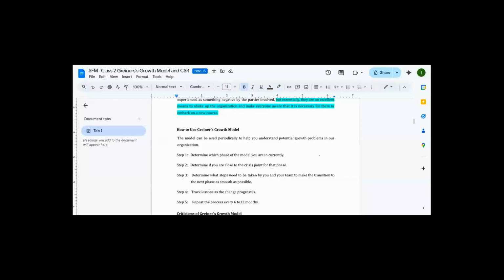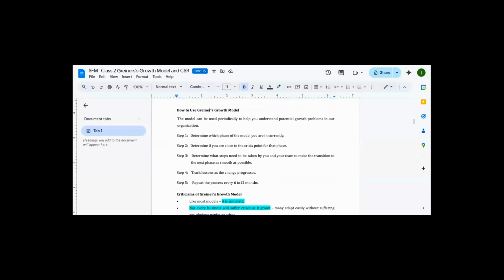How can we use the greenhouse growth model? The greenhouse growth model can be used through adherence to these 5 major steps. Step 1 is to determine which phase of the model our company is currently in. Are we in phase 1, or are we in phase 2 of the company life cycle? Or is the company in phase 3 or phase 4? How can we manage this phase so that we do not decline, going back to phase 2?